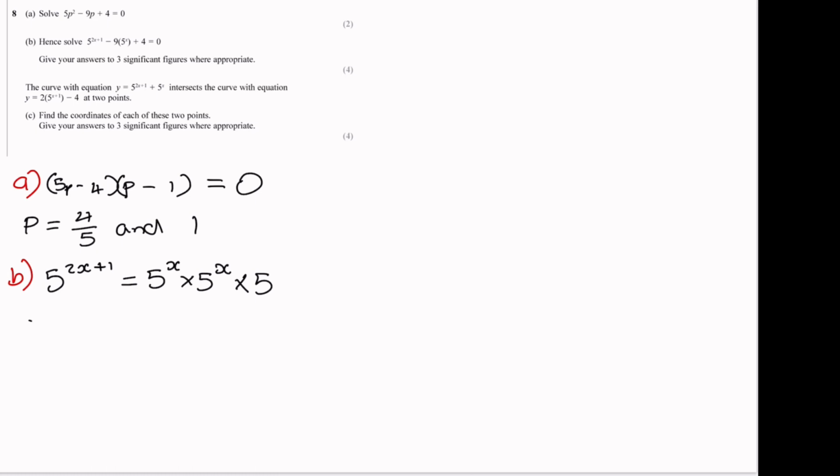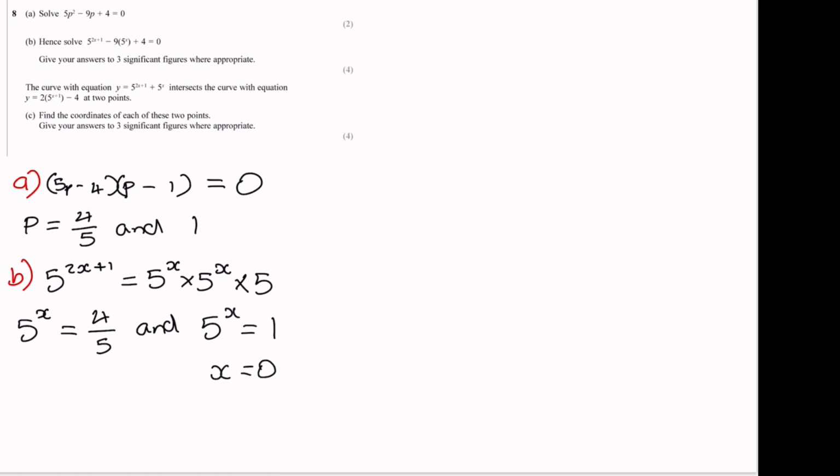So using part A, if we replace p, we can say 5 to the power of x is equal to 4 over 5, and we can say 5 to the power of x is equal to 1. The second one is easiest to solve for x. Anything to the power of 0 equals 1, so therefore x must be 0 in this case.